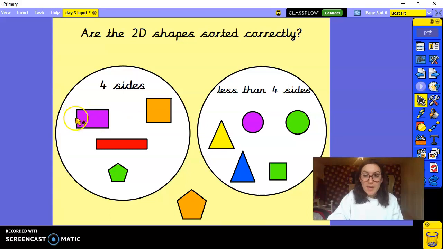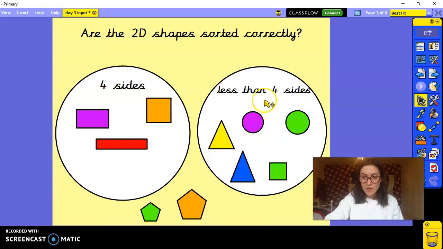So let's count up and make sure we're happy. 1, 2, 3, 4. Brilliant job. This one here. 1, 2, 3, 4. Fantastic. The square and the rectangle belong in 4 sides. Let's just check this longer rectangle. 1, 2, 3, 4. Fabulous. And then finally my pentagon. 1, 2, 3, 4, 5. Where should it be? Yes, it should go on the outside. Silly Miss Clark. Always making marvellous mistakes.